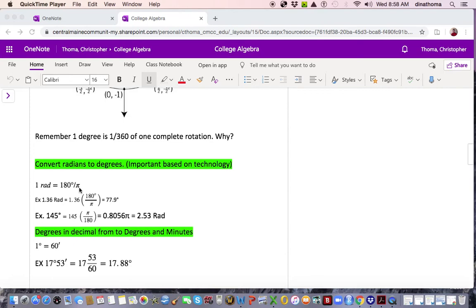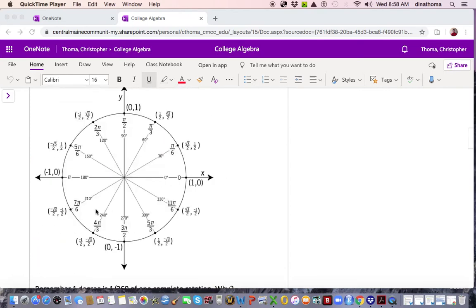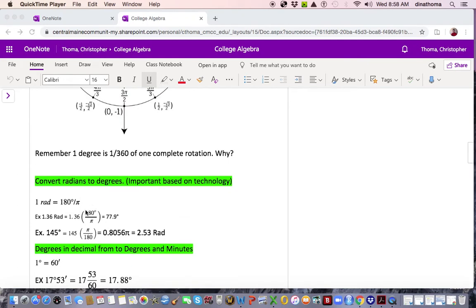Sometimes you'll see the pi symbol in the answer, like you see in the unit circle, and sometimes you'll just use pi in your calculator, which is what we did in the first example. So if we have 1.36 radians, and I want to turn that into degrees, I take 1.36 and I multiply it by 180 degrees divided by pi.